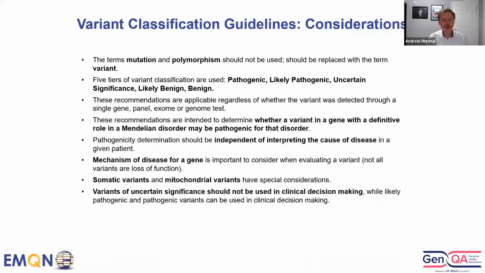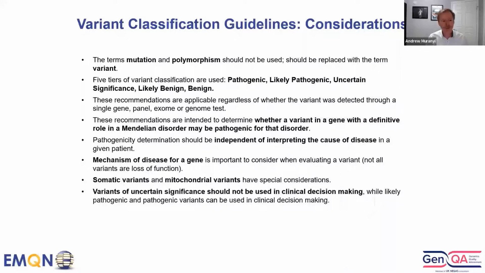The mechanism of disease is important to consider when evaluating a variant. Not all genes are loss of function. Some are gain of function genes, such as RASopathies. These guidelines do not work great for somatic and mitochondrial variants, which have some special additional considerations to keep in mind. And variants of uncertain significance should not be used for clinical decision making.